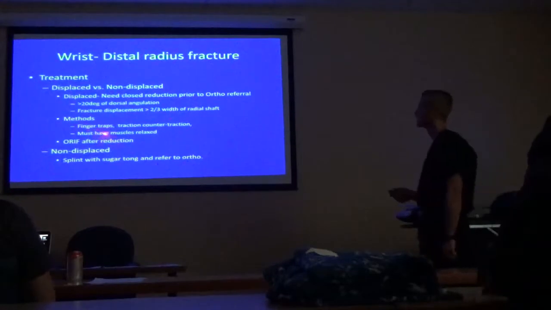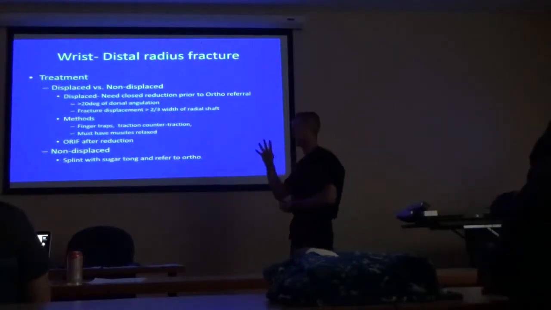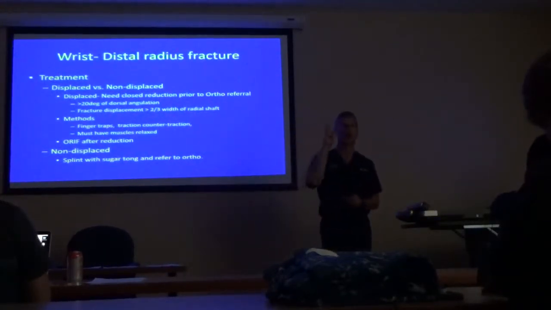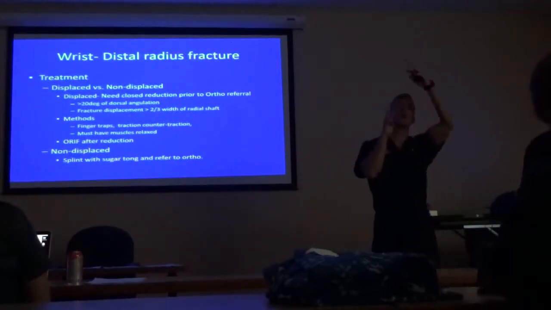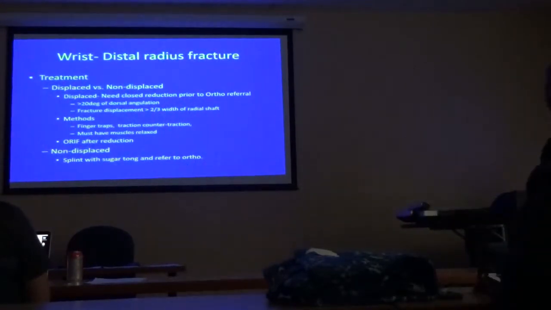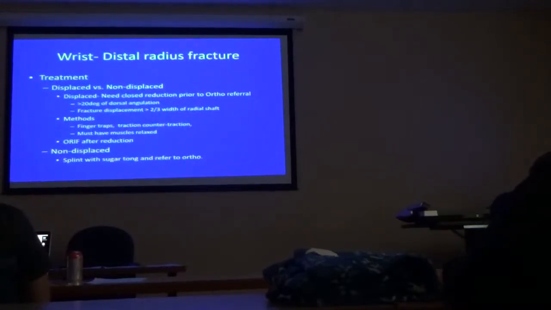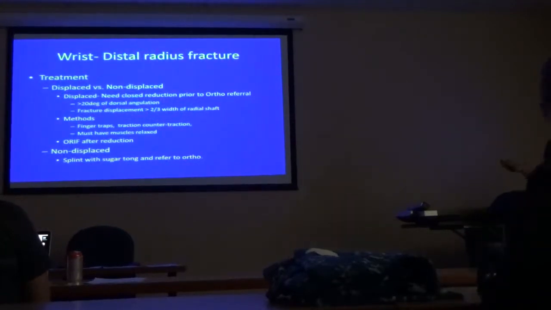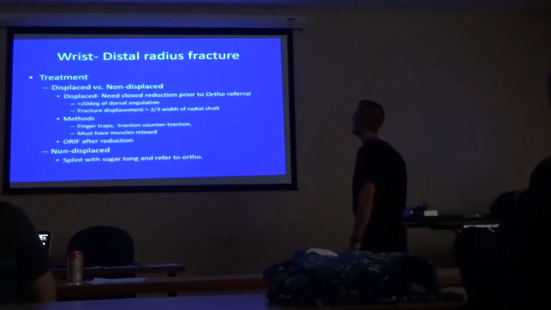Or you can try some finger traps. So these are literally like the Chinese handcuffs things you put on your finger, and you hook them up to an IV pole and give somebody a bunch of Ativan and fentanyl and just kind of get their whole body to relax and chill out. And you just let it hang there and let the body's natural arm weight pull those segments apart gradually and put it back into place. And then ORIF after reduction.